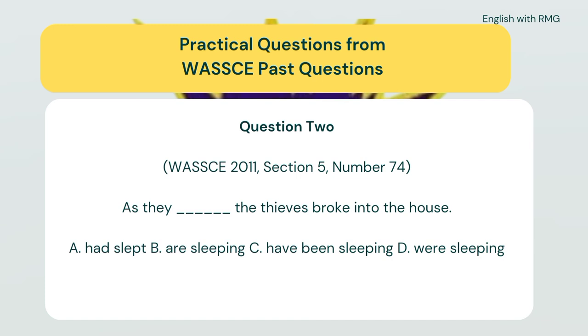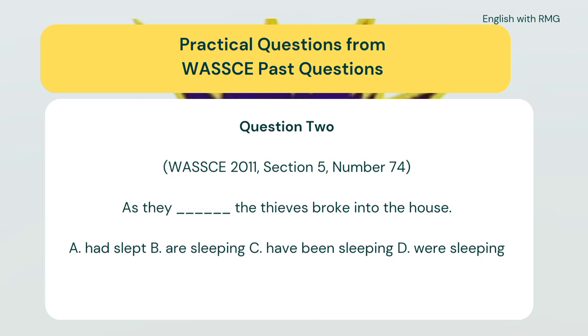So question 2 from WAEC 2011, section 5, number 74. As they dash, the thieves broke into the house. So this is also one of the examples that we've done before. A. Had slept. B. Are sleeping. C. Have been sleeping. D. Were sleeping. So we talked about an ongoing action in the past and a one-time action in the past.